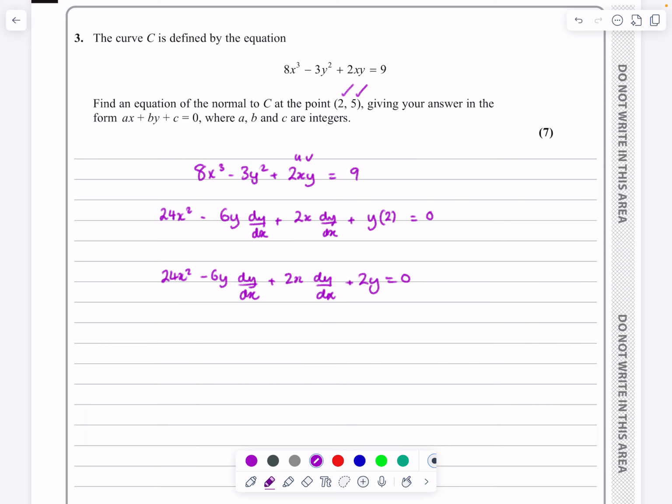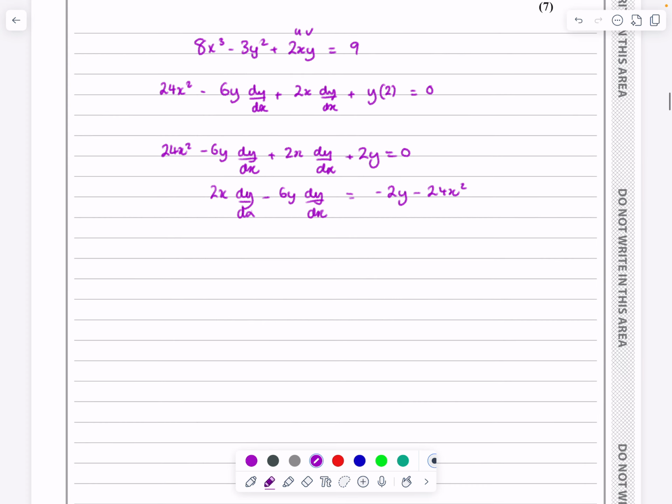So I'm going to say 2x dy by dx minus 6y dy by dx is equal to, then taking the other two over to the other side, I get minus 2y minus 24x squared. Take dy by dx out as a factor, which is going to leave me 2x minus 6y is equal to minus 2y minus 24x squared.